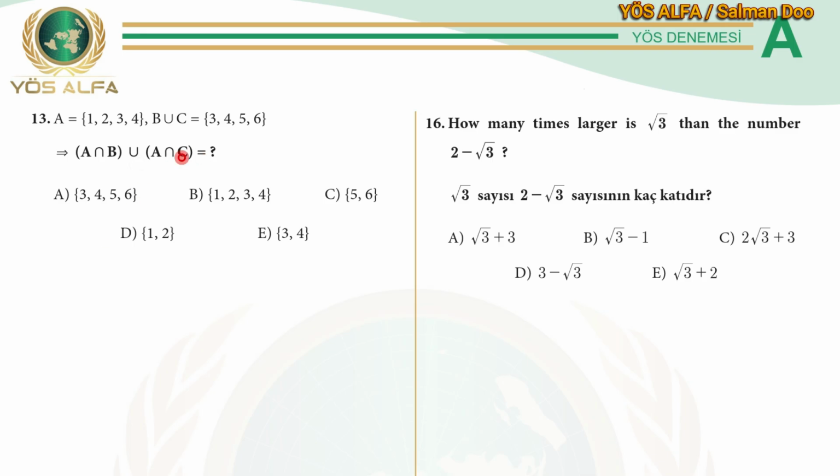13. Set A is given, B union C is given, A intersection B union A intersection C is asked. We can write this expression as A intersection. Since this A intersection is taken out, what's left is B union C in the parentheses. So B union C is given, 3, 4, 5, 6. A is given. The intersection between the two is 3 and 4. So the answer is E.